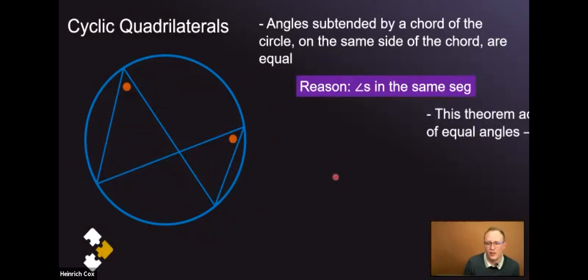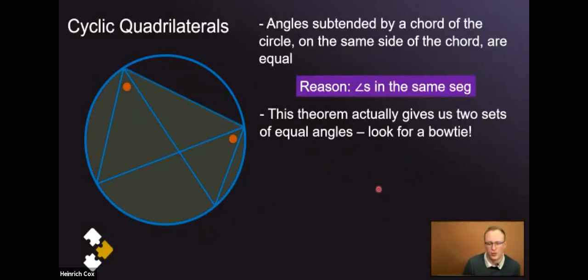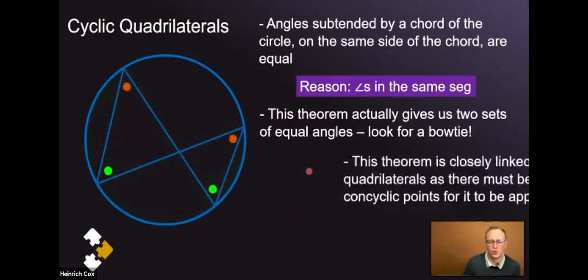Now, just be very careful. This theorem is actually going to give you two sets of equal angles. And you've got to look for a bow tie, but remember it's a bow tie with all four of the corners on the circumference of the circle, right? So you also have angles in that segment there, and those green angles there are also being subtended by that red chord that I've drawn in there. And so those are also equal.